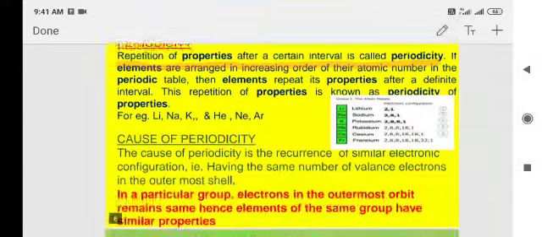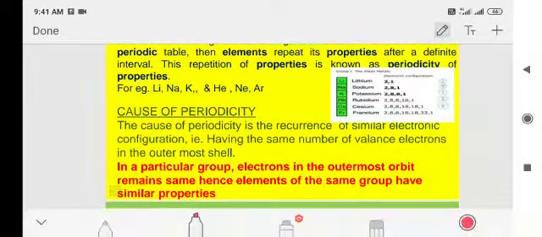Then just below that I have written the cause of periodicity. What is the cause of periodicity? Very clear. The cause of periodicity is the same number of valence electrons. You only have to remember this much. The cause of periodicity is the same number of valence electrons.